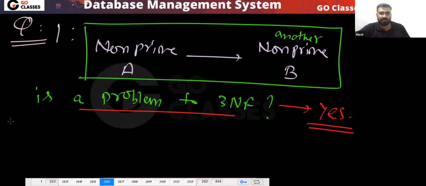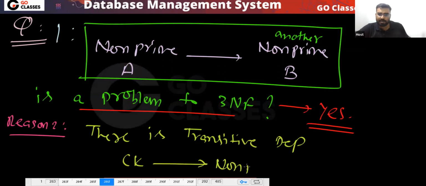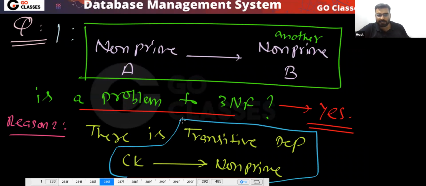What is the other reason? What is reason number two? Can you give me a transitive dependency? There is a transitive dependency where the candidate key is going to a non-prime attribute. Can you give me this type of transitive dependency?